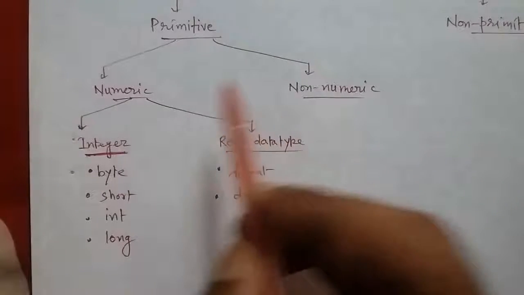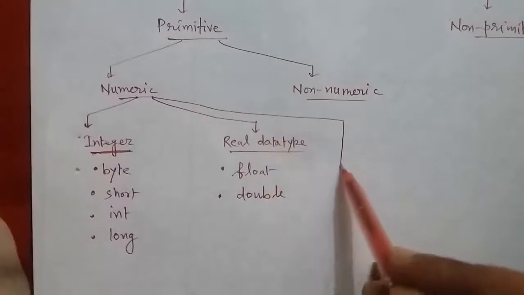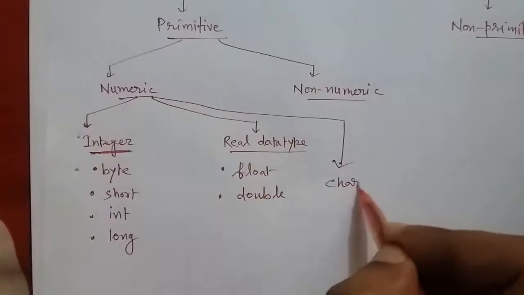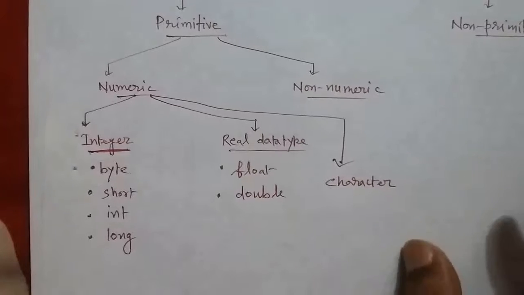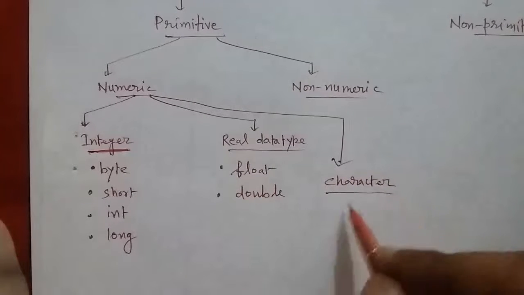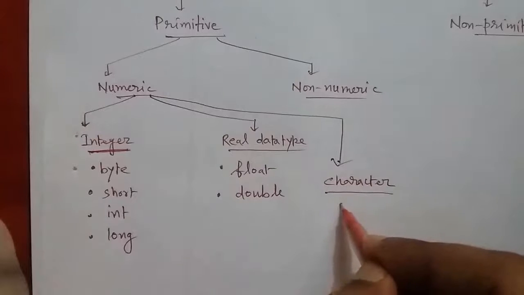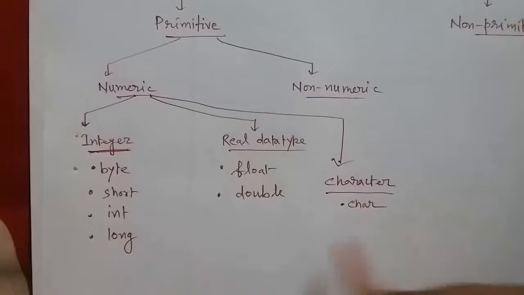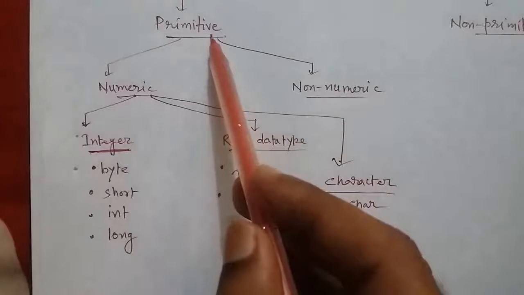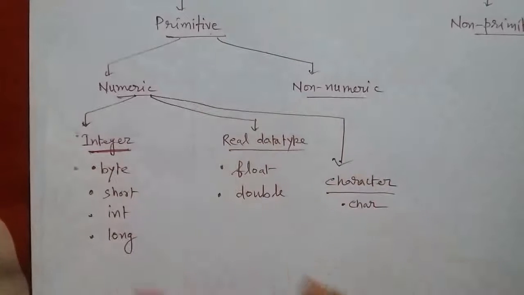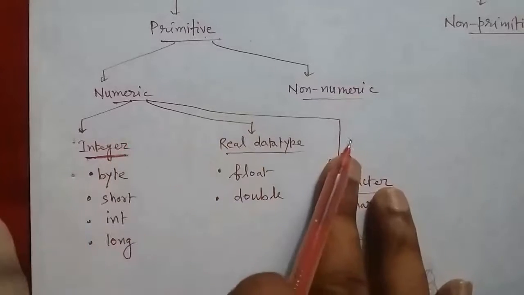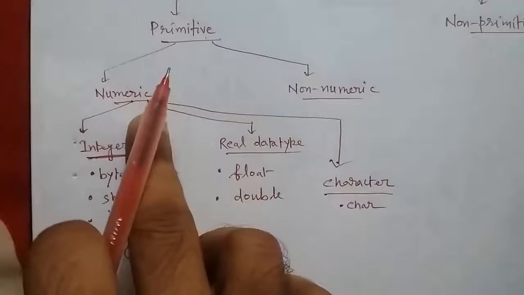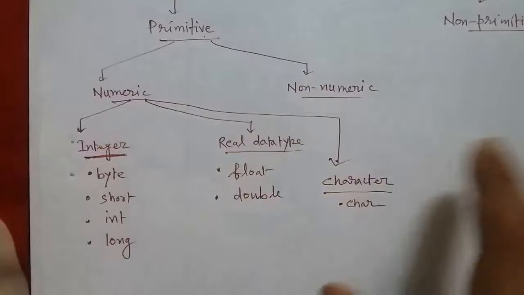Another numeric data type is also there, which is known as character. Character data type is also a numeric data type. I will discuss this later. And the data type character is used as char in Java. So these are all written in small letters. Remember, all primitive data types are written in small letters in Java programming. So these are the data types of numeric types: integer, real data type, and char.